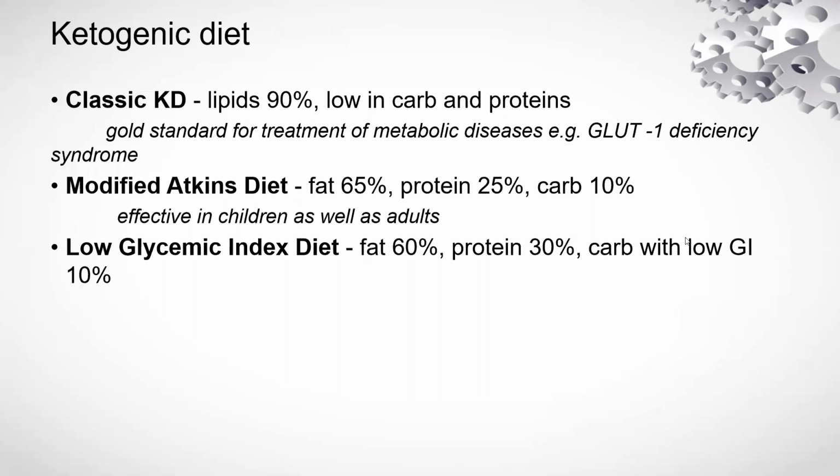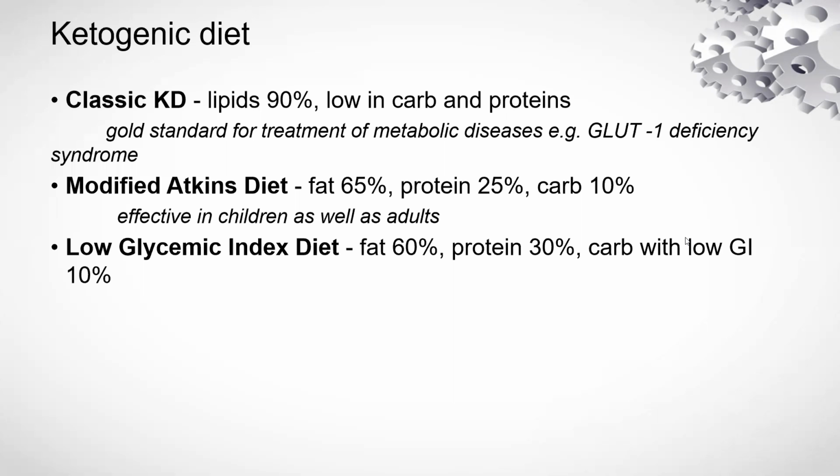Coming to ketogenic diet, it has been around for some time. The classic ketogenic diet consists of 90% lipids with the rest made up by carbohydrates and proteins. It is considered the gold standard for treatment of metabolic diseases like glucose transporter 1 deficiency syndrome. However, it is quite unpalatable. It is difficult to maintain compliance, so it is not used in adult patients. It is mostly used in children only.